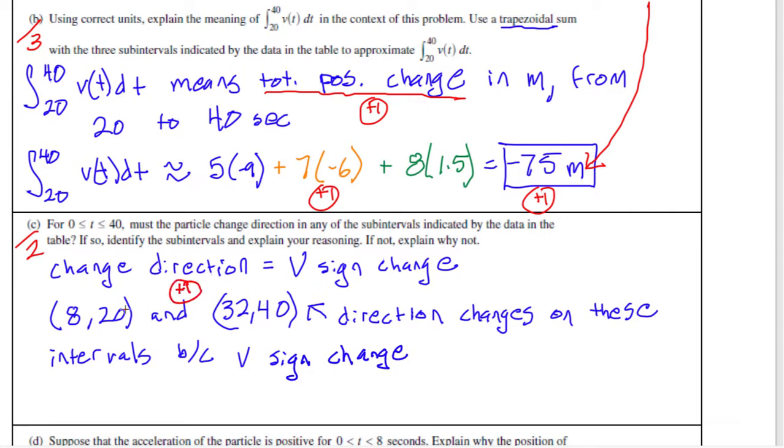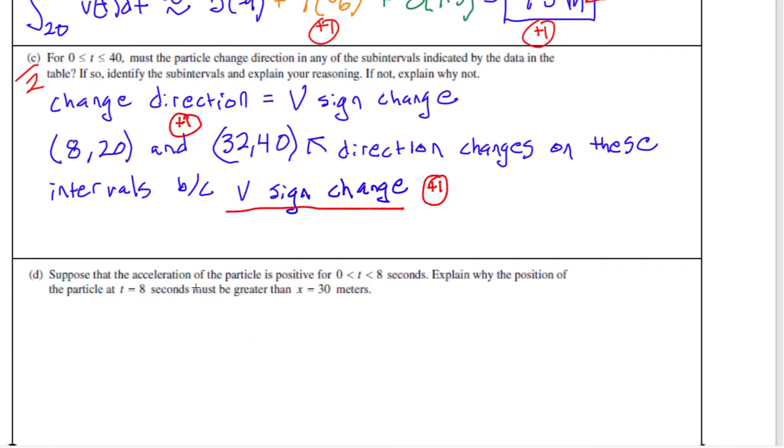All right, so you get 1 point if you got both of these intervals. If you put the interval between 8 and 20 and 32 and 40, give yourself a point. If you said something like v sign change as your reason, give yourself a point. That was the 2 points. And we're almost done with the free response.